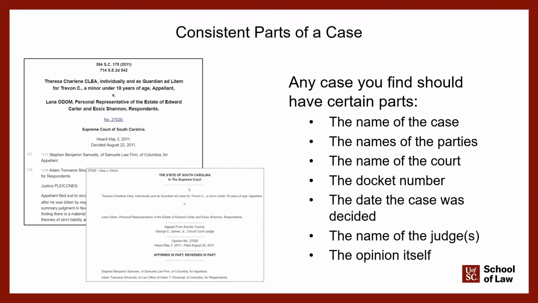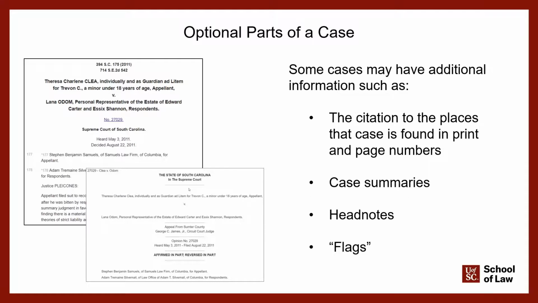So in both versions or any other version of the case you would find, you're going to see some of the same information. And this includes if you pull it up in a book. You're going to see the name of the case. You're going to see the name of the parties. You will see the name of the court, Supreme Court of South Carolina. You're going to see the docket number, which is essentially the number on the file in the courthouse if you wanted to go pull the file and actually look at it. The date the case is decided. It will tell you the name of the judge writing the opinion, and then it's going to have the opinion itself.